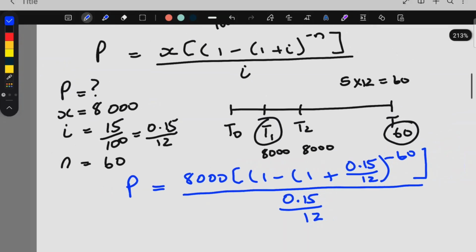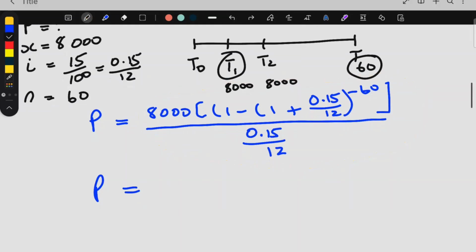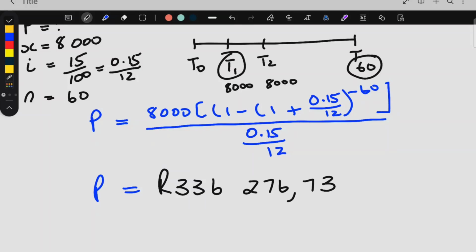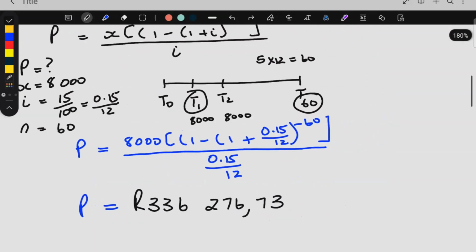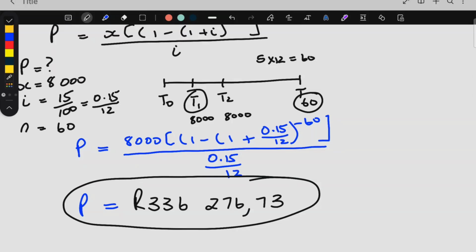And then I put all of this in my calculator to get the value of the loan. So all of this, I punch in my calculator, and you should get an answer of 336,276.73. And this is the value of the most expensive car that Mpo can afford. And there you worked out the value of the loan. So the value of the loan will be this amount.